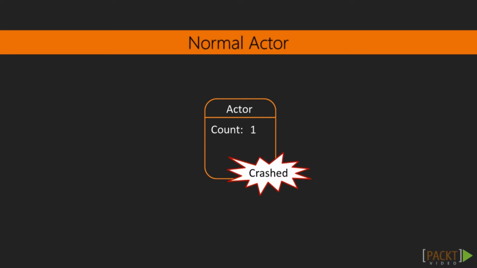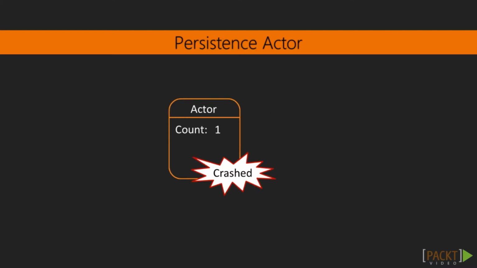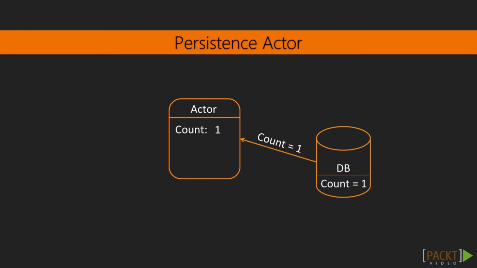But if this actor crashes, we will lose the internal state. There are many cases where we need to retain the internal state as well. We need actors that can persist the internal state. When the actor crashes for some reason, we need to make sure its state is stored in a safe place, such as a database or a file. And after the actor restarts, it can read the last persisted state and start from there.